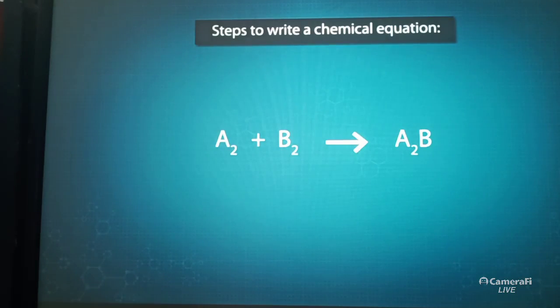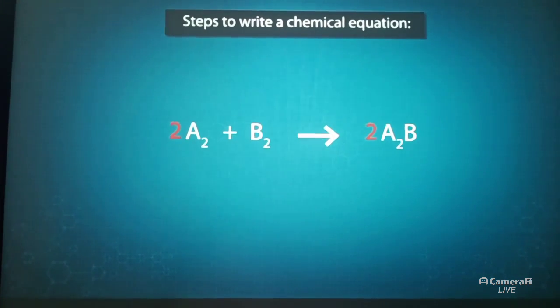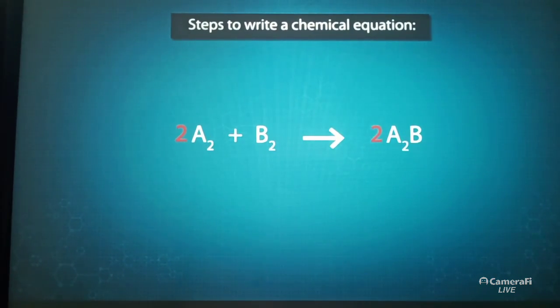A symbolic representation of a chemical reaction is the first step in writing a chemical equation. The next step is to ensure that the equation is balanced, considering the law of conservation of mass.